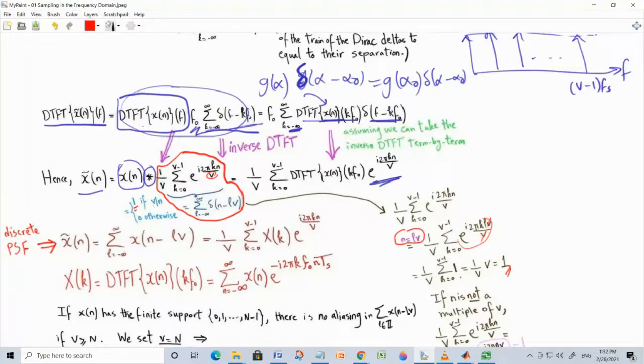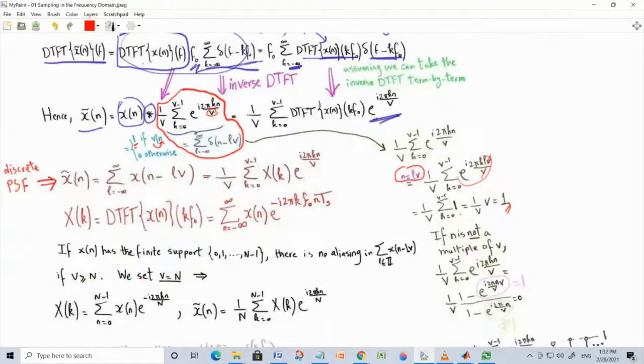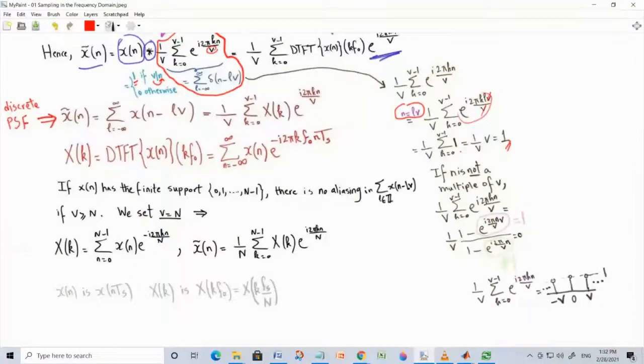So it's 1 if v divides n. Now what if n is not a multiple of v? In that case, you can rewrite things as if you have a geometric series, right? So you can take this guy here and write it as e to the i 2 pi n over v raised to the power k. And then you have a finite geometric series, you apply the formula, and then you get this result.